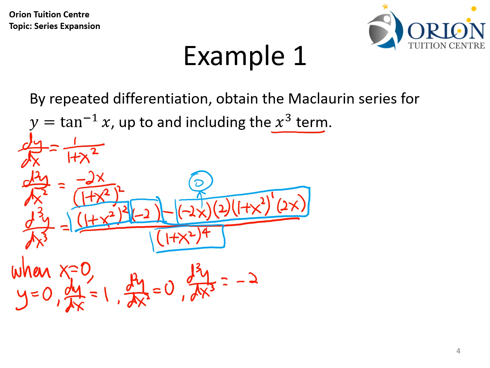So with this, I can say that tangent inverse x will be equal to x minus 2x cubed over 3 factorial, and so on, and I can simplify this into x minus one third x cubed. And this is the Maclaurin series for tangent inverse x.